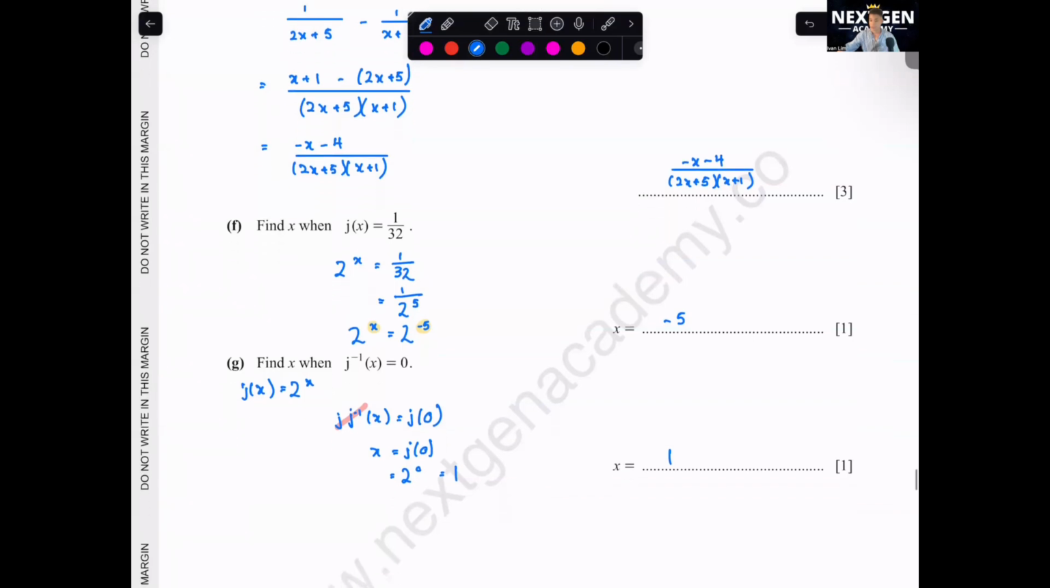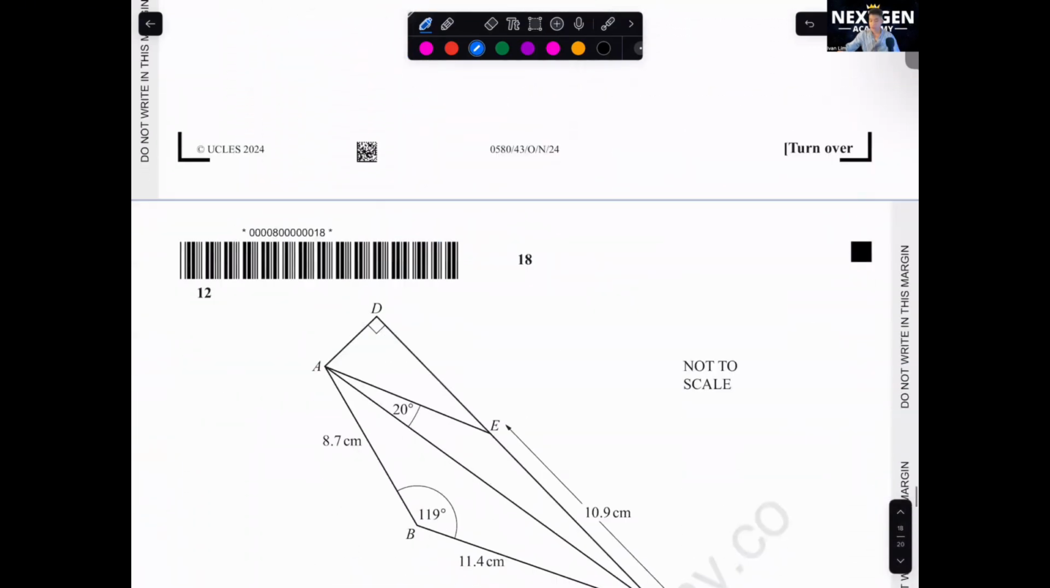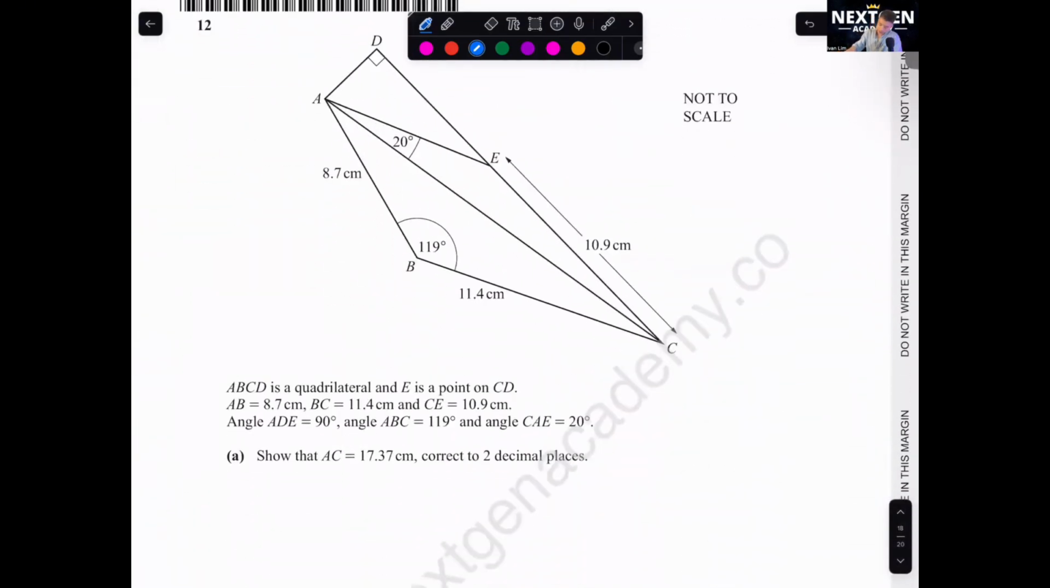All right, okay, let's go to the last one. This is on trigonometry. ABCD is a quadrilateral and E is a point on CD. AB equals 8.7. Basically everything that's labeled there. Show that AC equals 17.37. The first one, we want to find AC, which is this here.